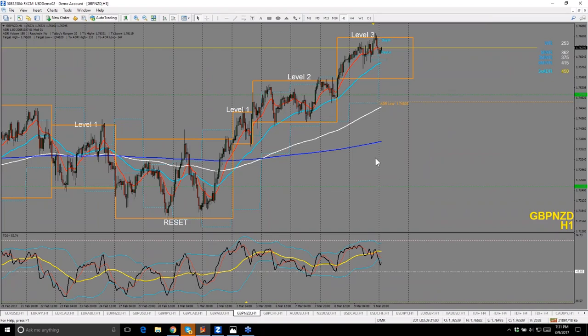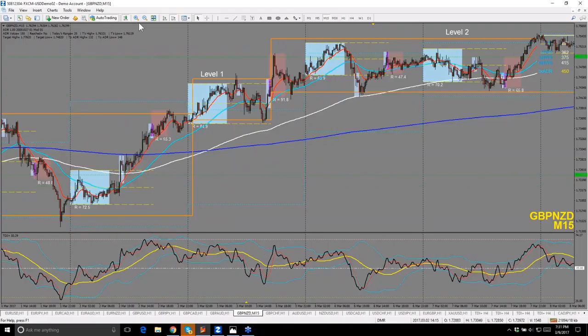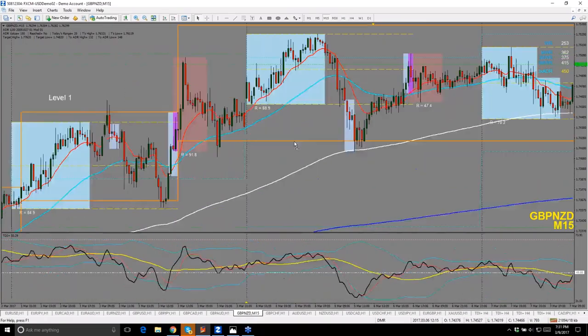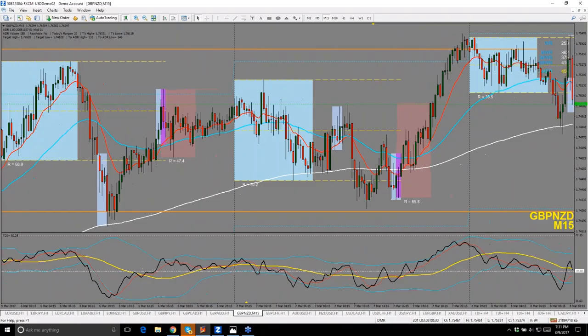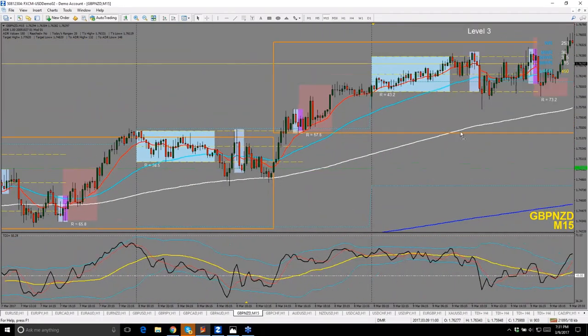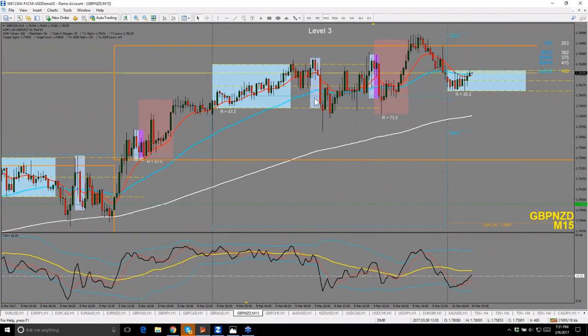GN. Okay, so GN, we were sitting right in this level 3, the high. We're looking for a reason to go short potentially. That's why level 3, they're not my favorite trading area. I know most of you like trading 3s. They're just not my favorite. Okay, so let's take a look at why that is.